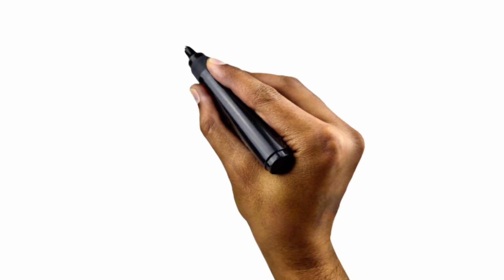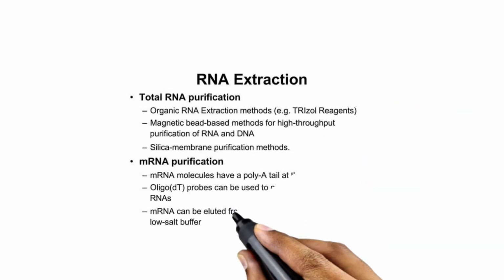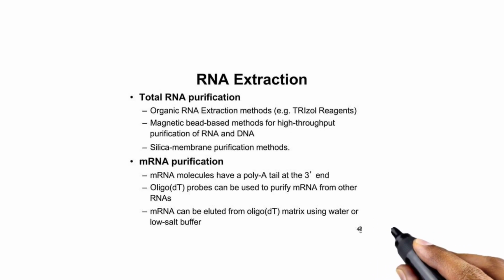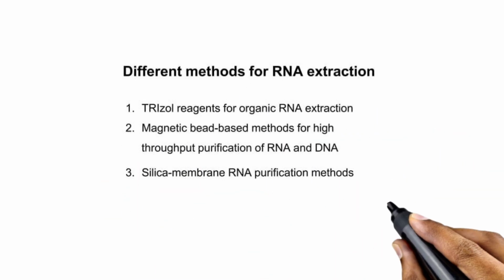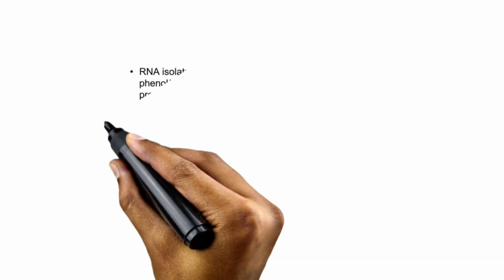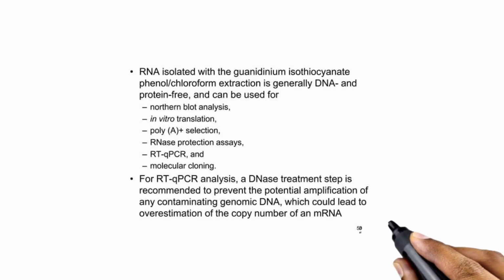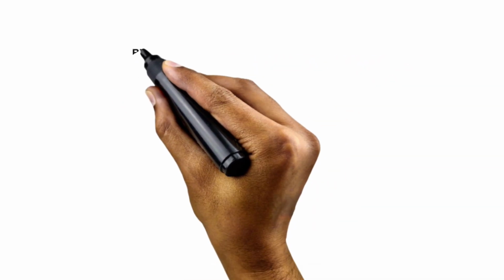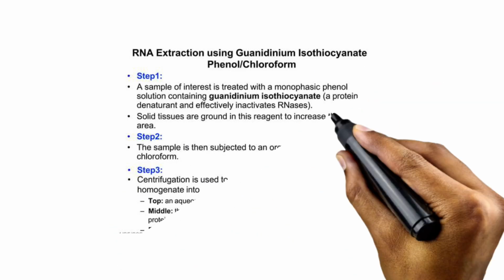Now we will see RNA extraction: total RNA purification, organic RNA extraction method, TRIzol method, magnetic bead method, silica membrane method, and mRNA purification method with oligo-dT. Different methods of RNA extraction are TRIzol, magnetic bead, and silica-based methods. Now we'll see RNA isolation with guanidinium isothiocyanate. Phenol chloroform extraction is generally DNA and protein free, and it can be used for RT-PCR also. RNA extraction using guanidinium isothiocyanate phenol chloroform.